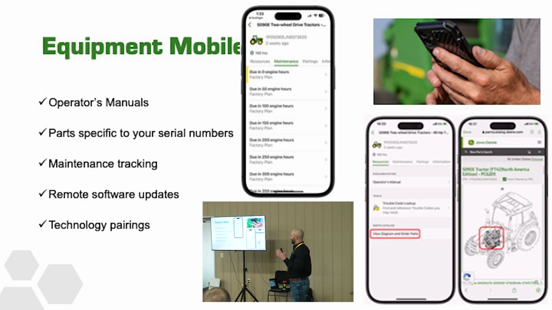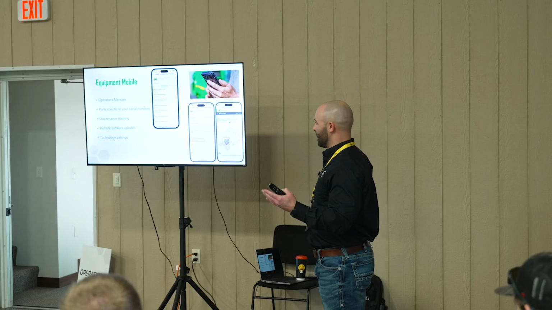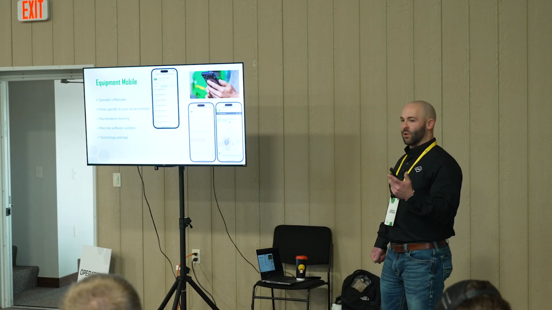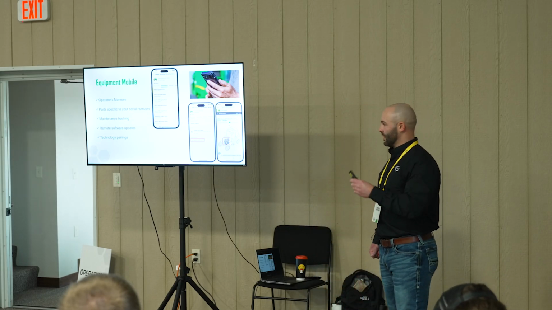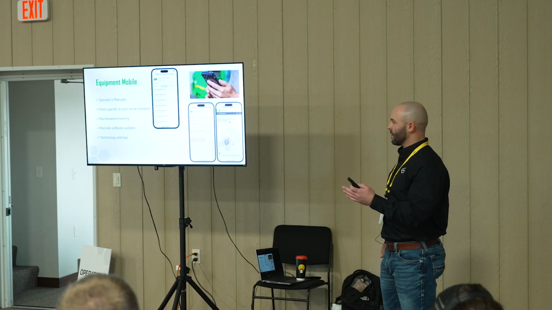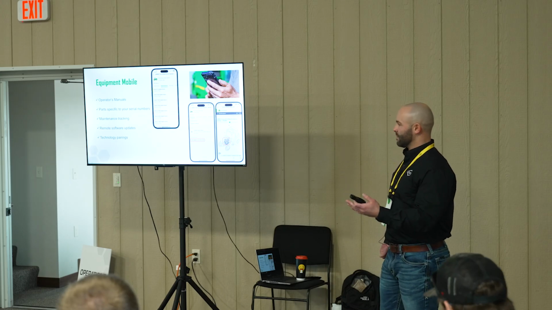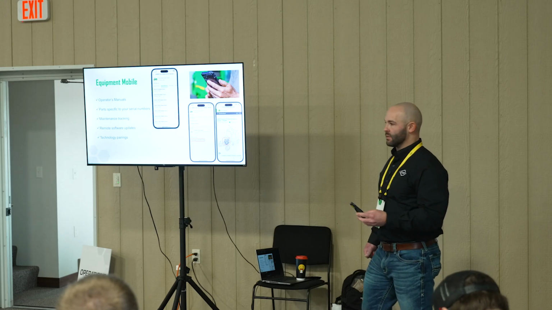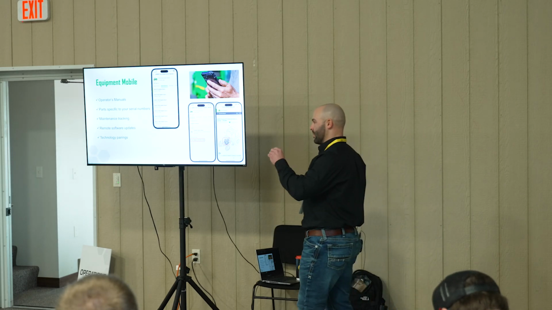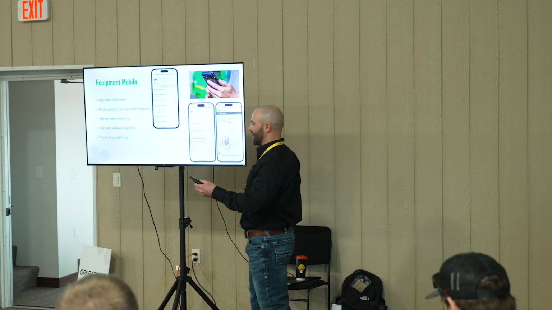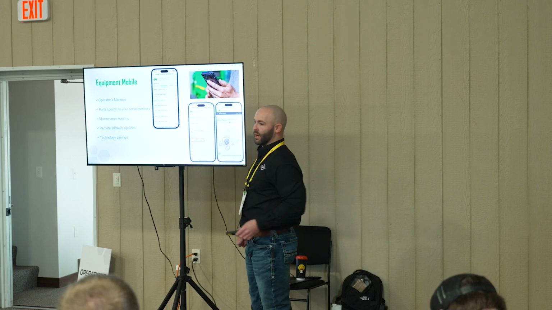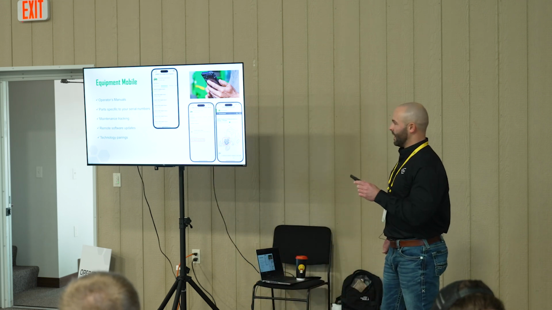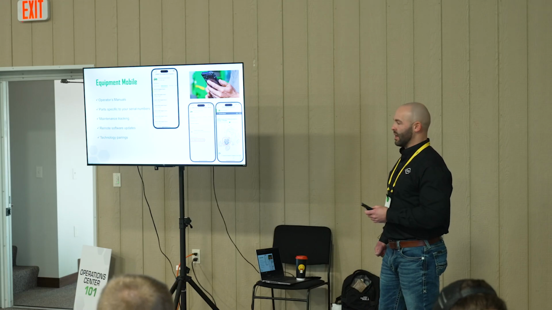You've got, again, like I said, your parts specific to your serial numbers. You can track your maintenance through this app. You've got some of the remote software updates that you can push. So on the customer side, there are select controllers that you can send a wireless update to if they're available. And then you can see your technology pairings. So what do I have for receivers and displays? What machines are they connected with? All of that is visible right here in this app. So make sure you have this one downloaded before you leave here today, just because it pairs so nicely with Ops Center Mobile.